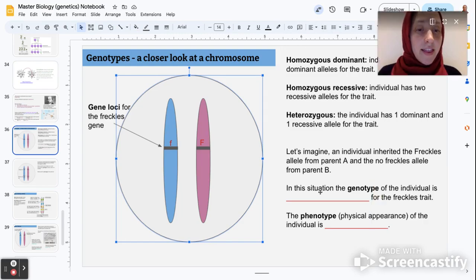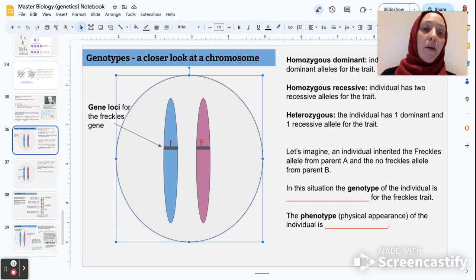So let's imagine that an individual inherited the freckles allele from parent A and the no freckles allele from parent B. What would the genotype of this individual be? And what would the phenotype of them be? So phenotype is their physical appearance, and genotype, you can either say the letters, like capital F, or you can say something like homozygous dominant. Either one of those terms would describe the genotype of an individual.